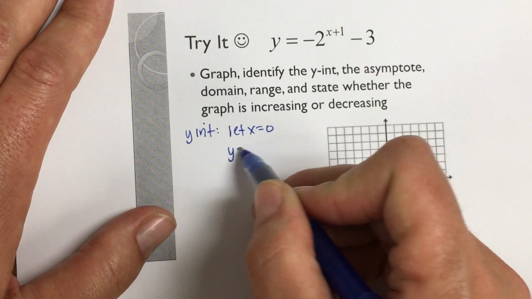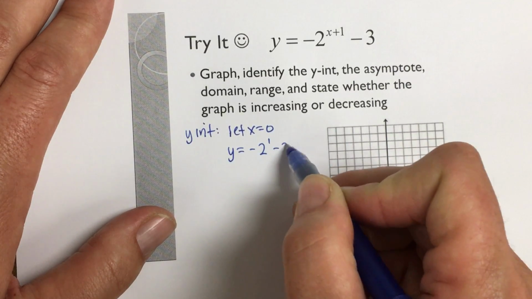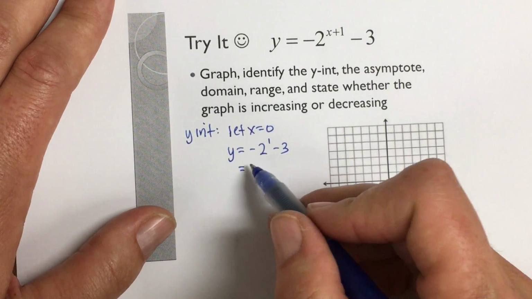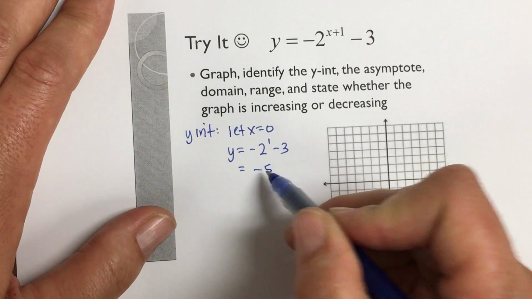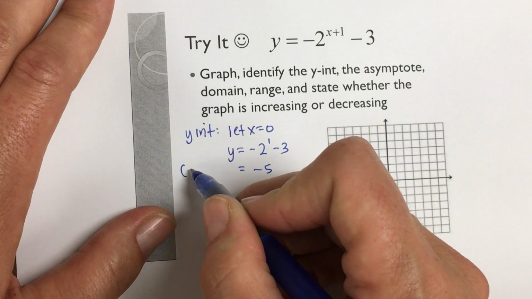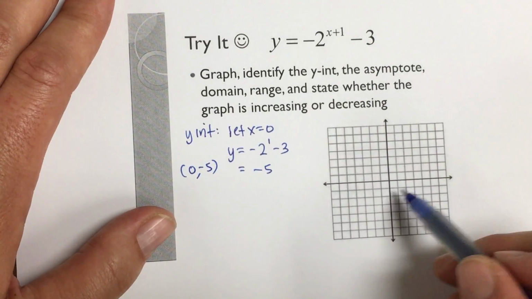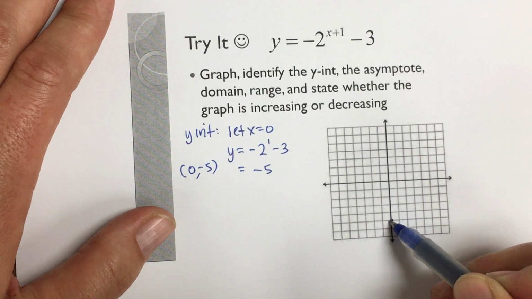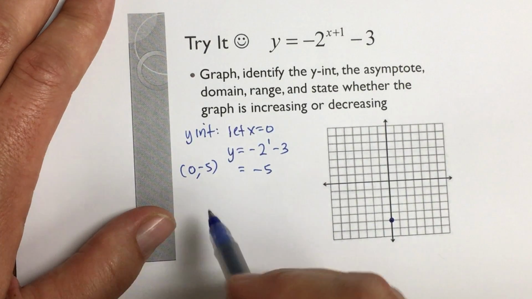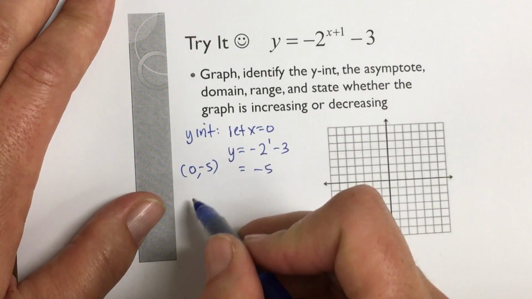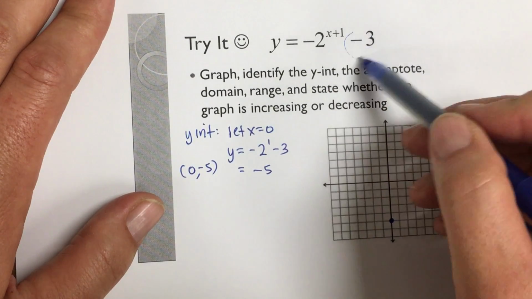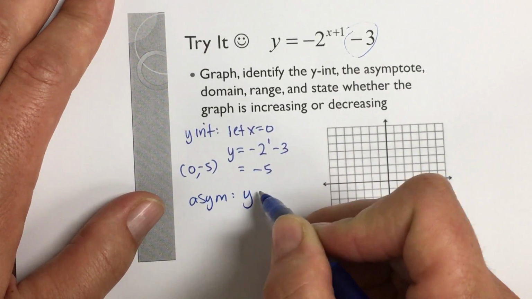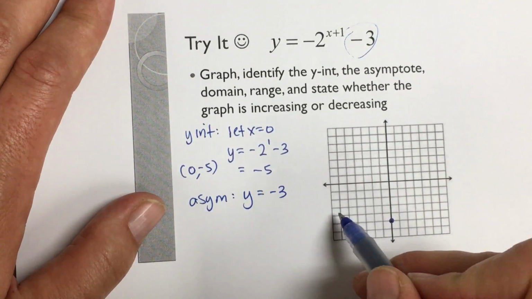So I'm going to get y equals -2 to the first minus 3, right? Because if I put a 0 in here, this is going to be -5, I believe. So it's going to be (0, -5). So 0, 1, 2, 3, 4, 5. Okay, that's weird. Now I need to look at my asymptote. To find my asymptote, I look right there. So my asymptote is going to be, don't tell me it's -3, it's y equals -3.